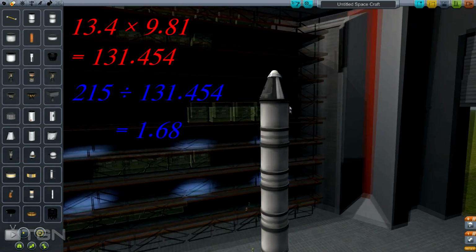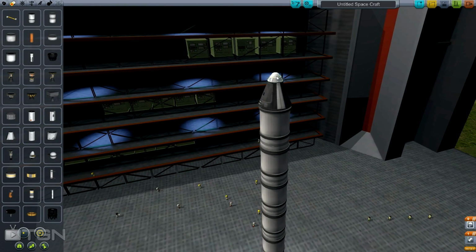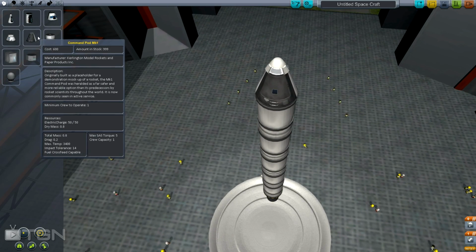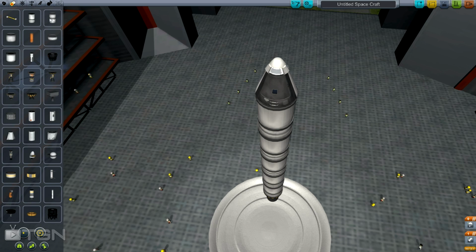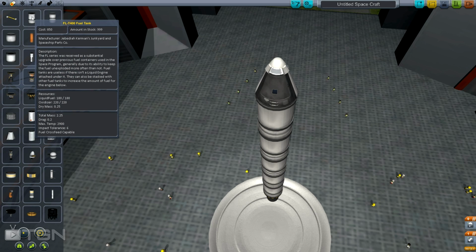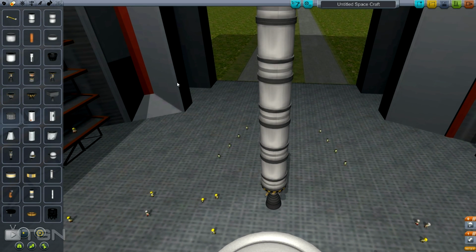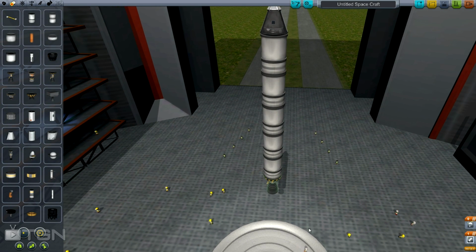Now again, what you have to do is just stress this, because your ship isn't going to go anywhere if you don't do this right. You have to first go into your command pod, total mass 0.8. Now, the mass of these fuel tanks is 2.25. So that's where I'm getting these numbers, this is the total mass. So you have to multiply by how many fuel tanks you have. You basically add up every part, which is tedious.